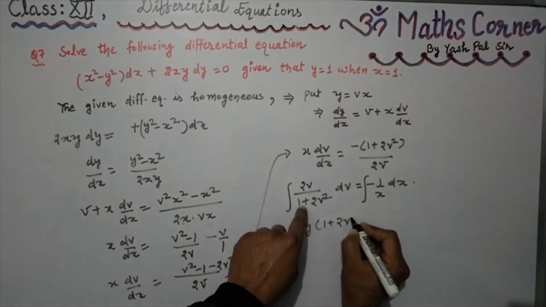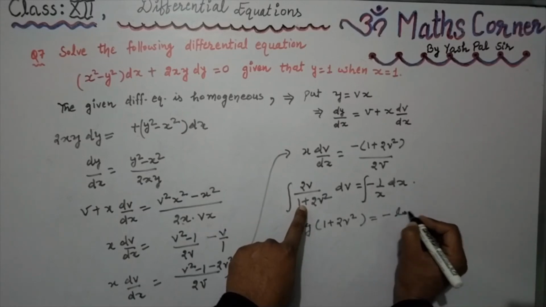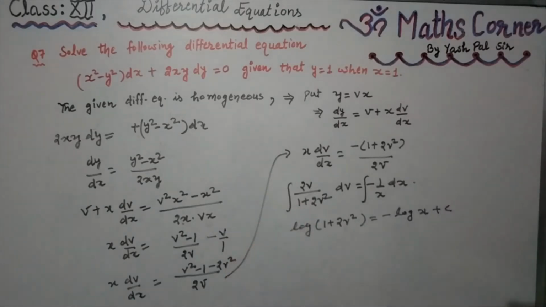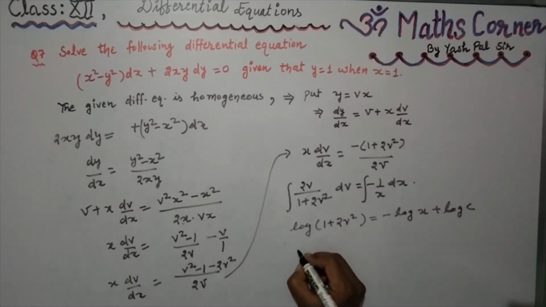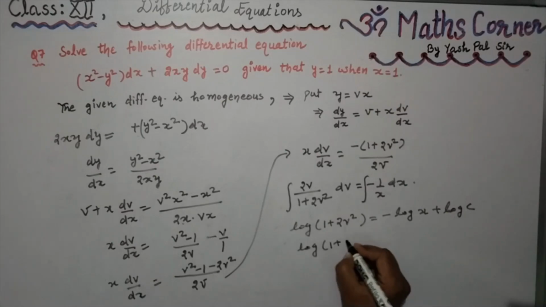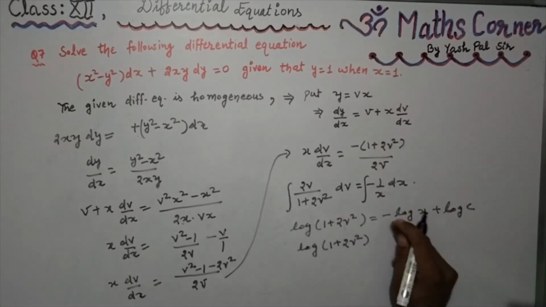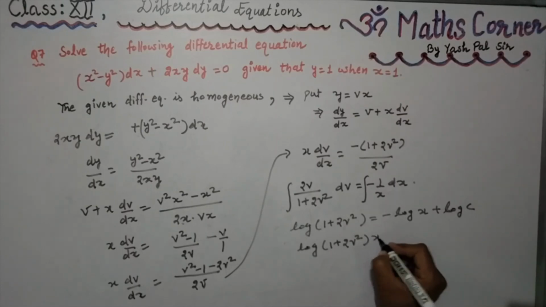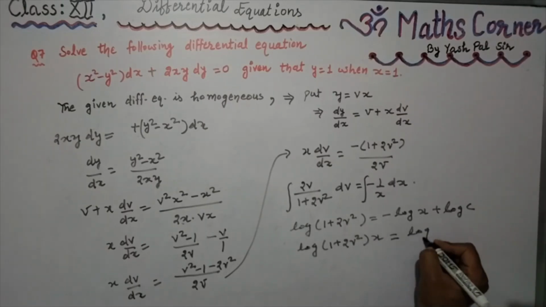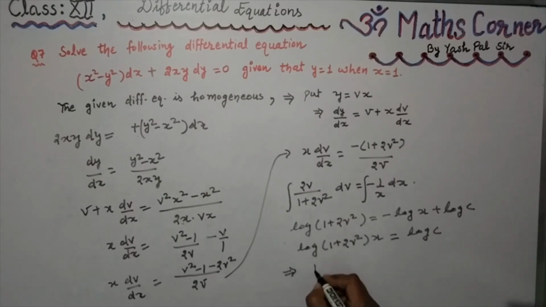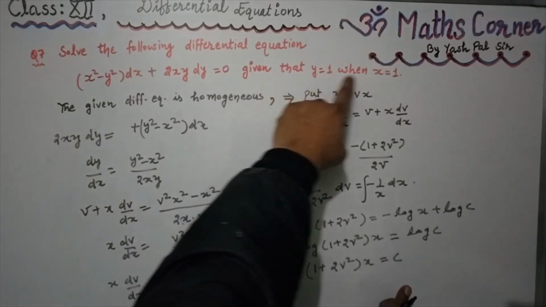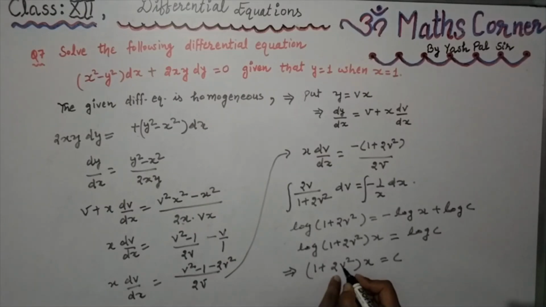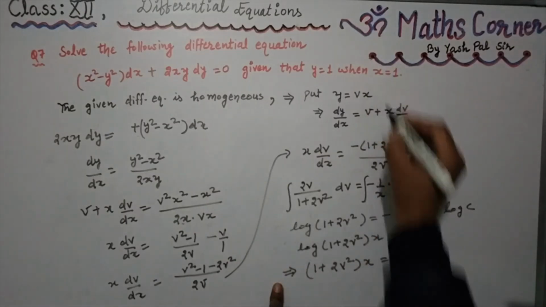Integrating both sides, taking the integration sign, this becomes log of 1 plus v square is equal to minus log of x plus c. We can also write it as log of c. So this is log of 1 plus v square plus log x is equal to log c, since log m plus log n is log of m into n. So we can say 1 plus v square into x is equal to c.